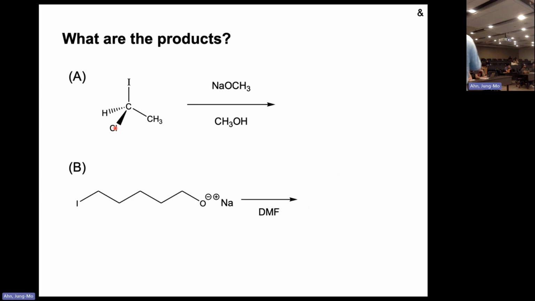If you don't know what to do, let's just go back and think about what the SN2 reaction requires. The SN2 reaction requires a strong nucleophile, right? A strong nucleophile makes the SN2 reaction go.